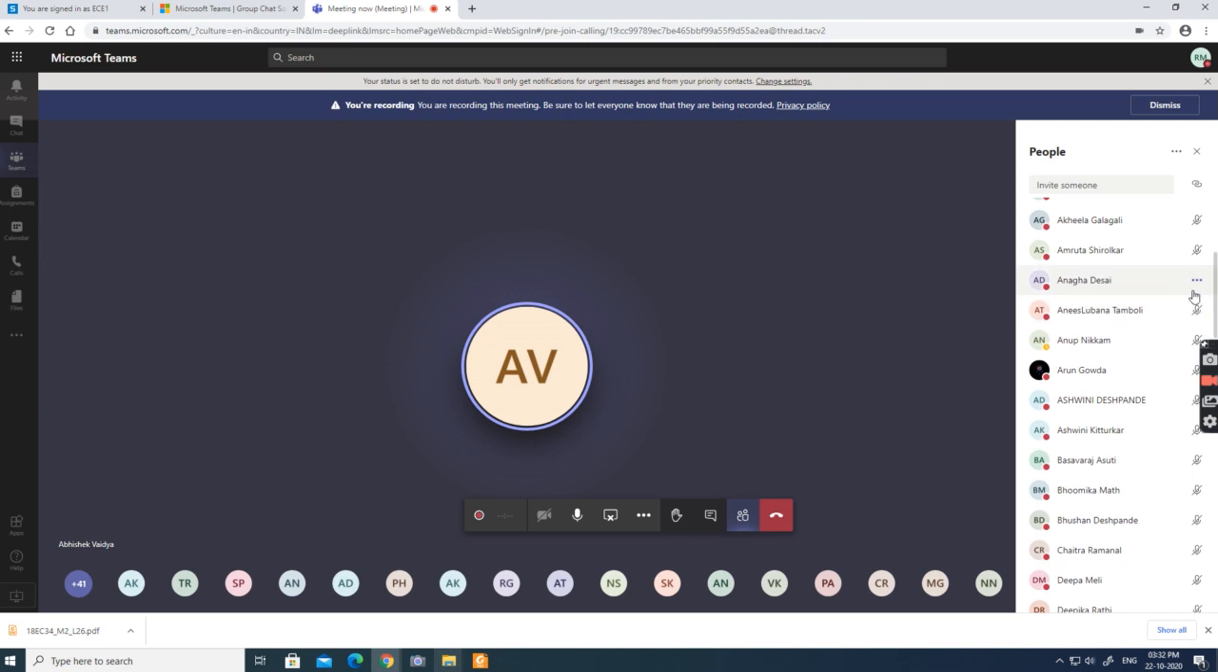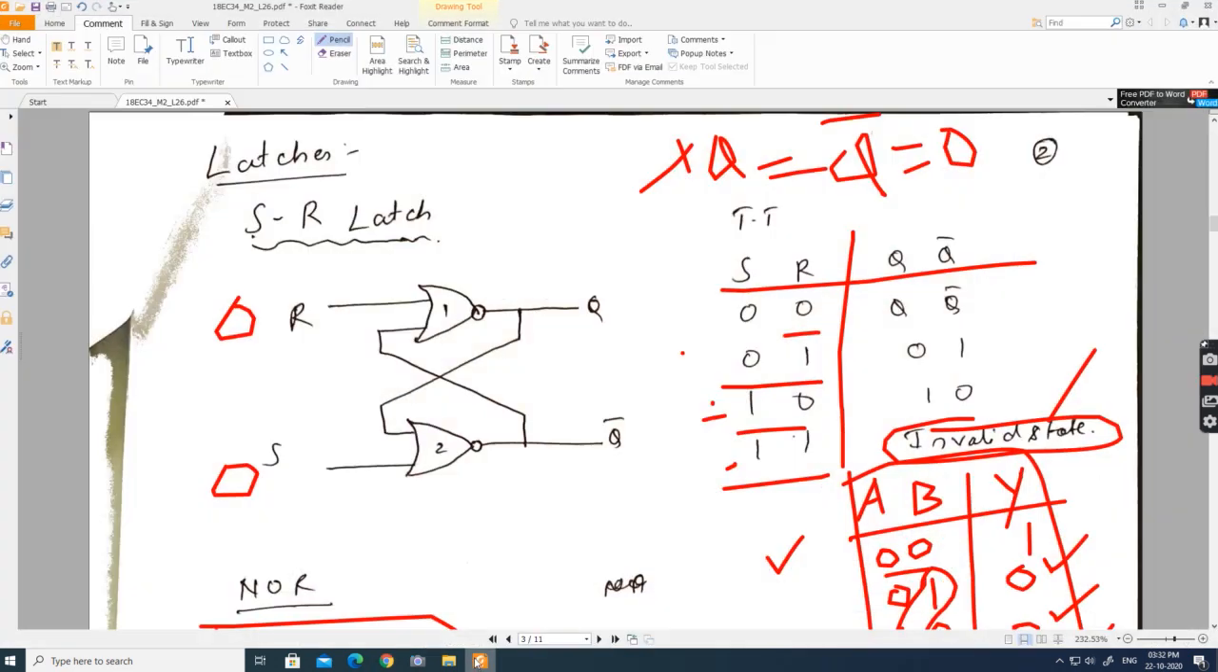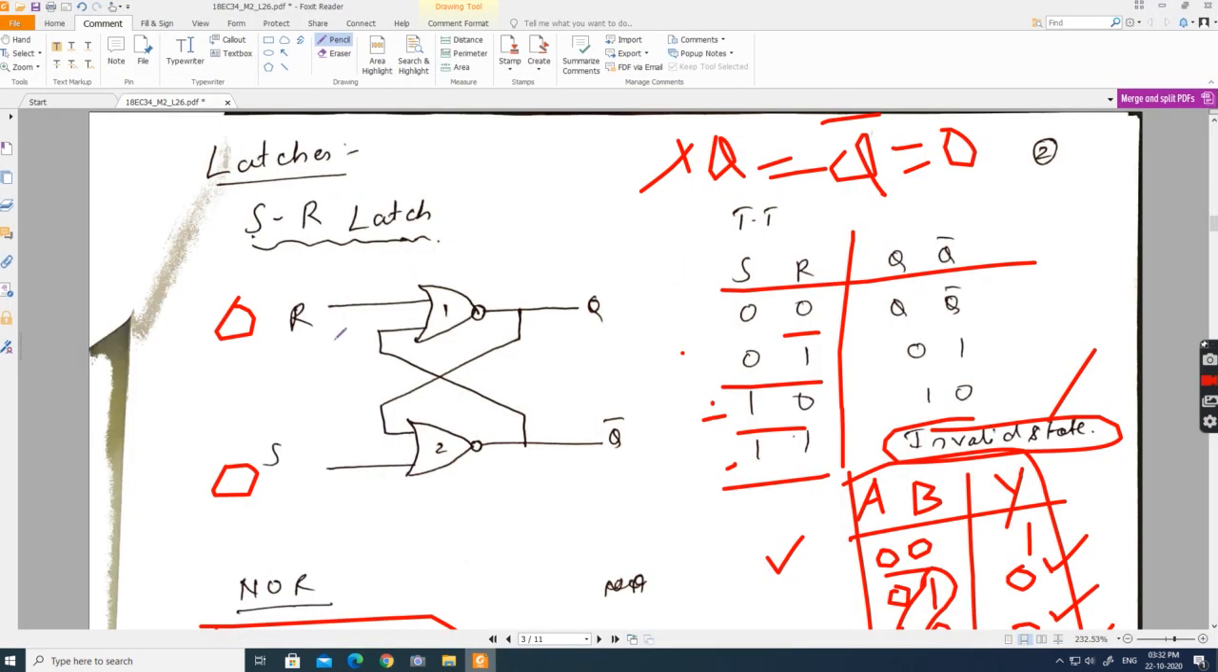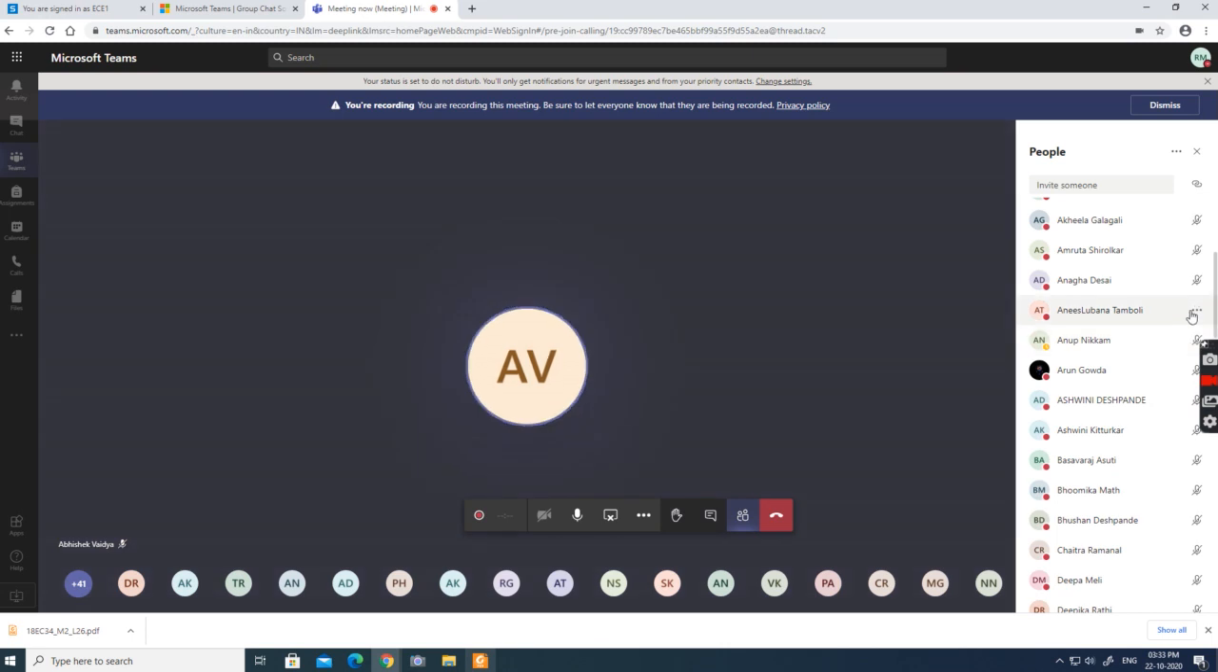Sir, it can't be predicted. Why? Because one is the deciding factor, so it can't be predicted, sir. Yes, correct. One is the deciding factor, and both the inputs are 0 here. So the output cannot be predicted. Good. Next.